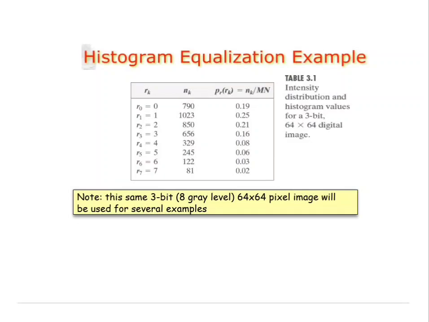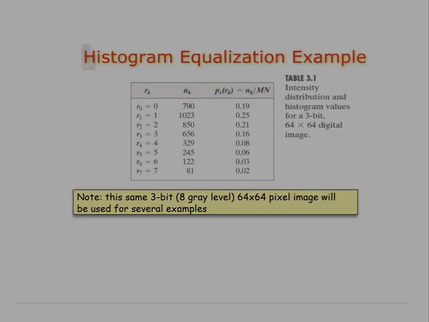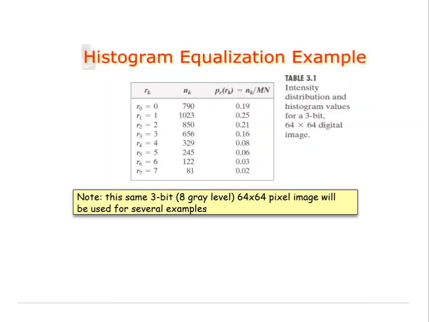Let us consider a histogram equalization example. Consider the table that shows the intensity distribution and the histogram values for a 3-bit, 64 by 64 digital image. Here for r_0 equal to 0, n_k is equal to 790. We are considering the values of r up to 7. Therefore, s_0 is equal to T(r_0), which is 7 times the summation of j equal to 0 to 0 of p_r(r_j), which is equal to 7 times p_r(r_0), which is 1.33. Similarly, we can find the values for s_1 equal to T(r_1).